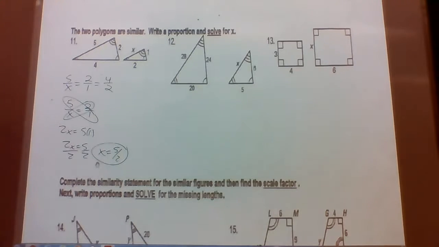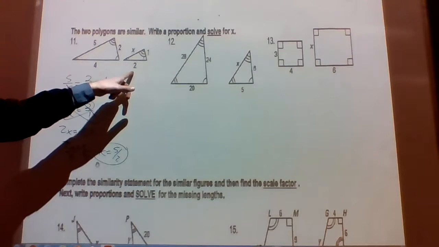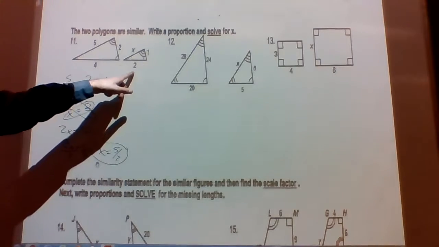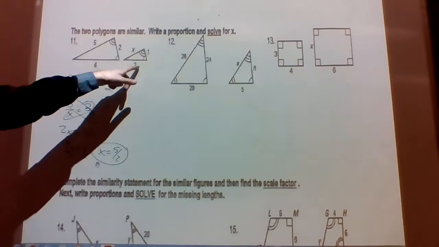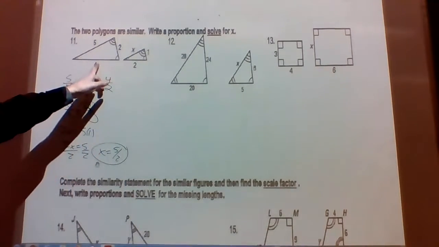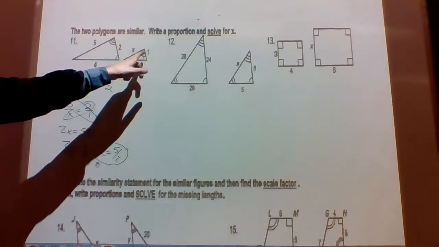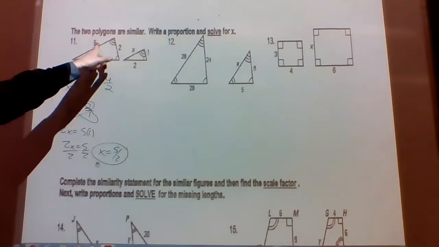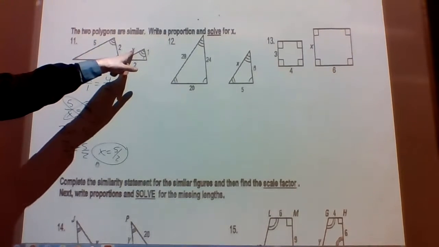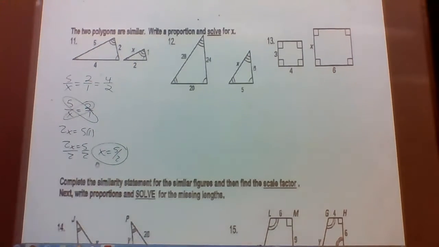That makes sense because our ratio would be 4 over 2, it'd be 2. This triangle is twice as large as this one. This one's half the size of that one. So 4 times 1/2 is 2. 2 times 1/2 is 1. 5 times 1/2 is going to be 5 over 2, which is what we got for x.